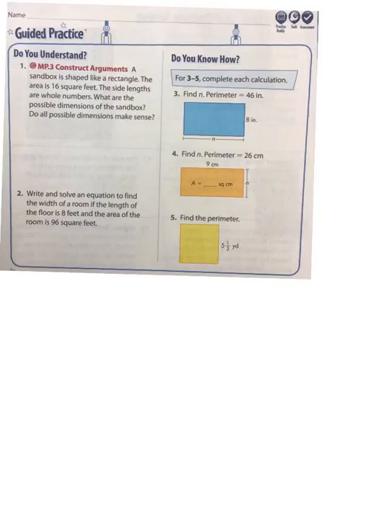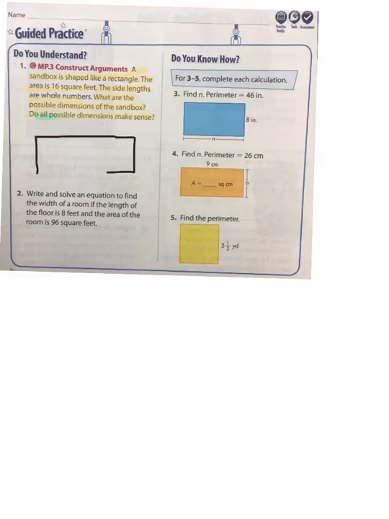Let's do some problems together to help us understand. Number 1, a sandbox is shaped like a rectangle. The area is 16 square feet. The side lengths are whole numbers. What are the possible dimensions of the sandbox? Do all of the possible dimensions. So I'm going to draw our sandbox.